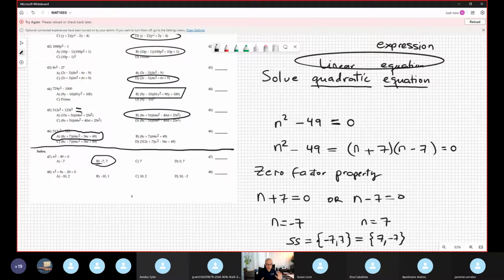Okay, so essentially, we take the expression on the left-hand side, your factorization, and you apply the zero factor property. Boom, end of the story.